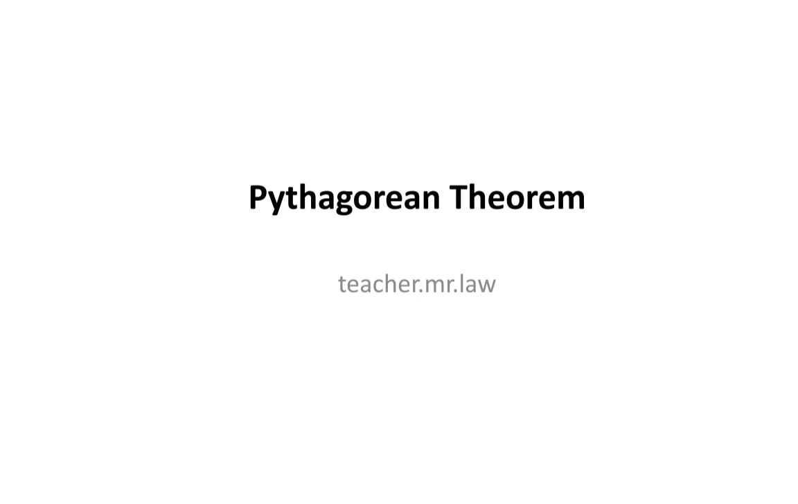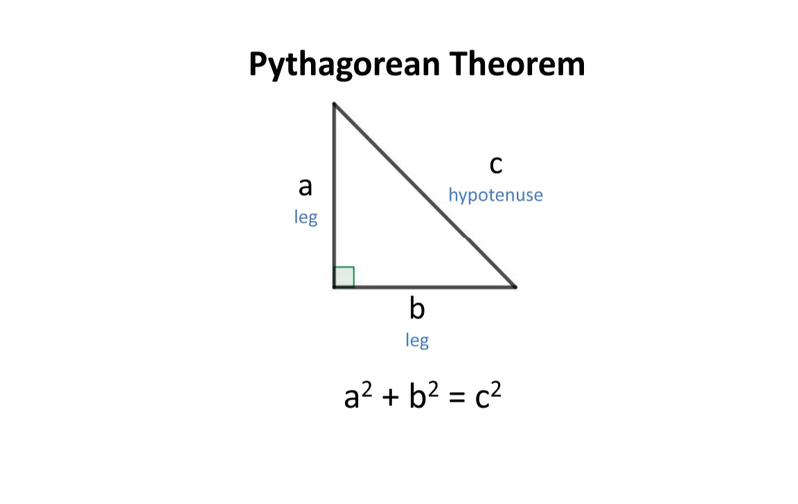In today's lesson, we'll be learning about the Pythagorean theorem. In a previous lesson, we learned that there is a relationship among the sides of a right triangle. As an equation, this is expressed as a squared plus b squared equals c squared, where a is the length of a leg, b is the length of another leg, and c is the length of the hypotenuse. The hypotenuse is always the longest side of a right triangle.